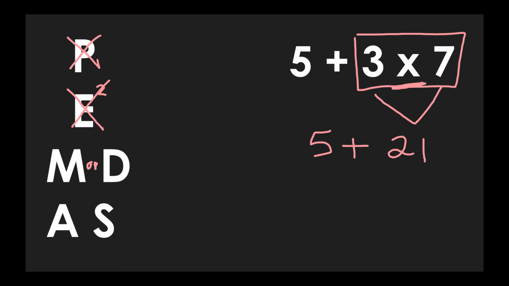We go back to our PEMDAS on the side here and see, do we have any more multiplication or division that we have to do in our new problem? Nope, it's just addition. So we can go ahead and cross out the multiplication and division. And now we need to do our addition and subtraction from left to right. The only thing we have left in this actual problem is an addition sign, so we're going to do that addition. So 5 plus 21 is 26.